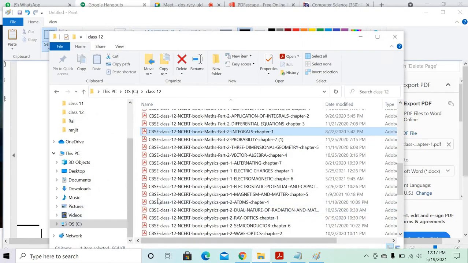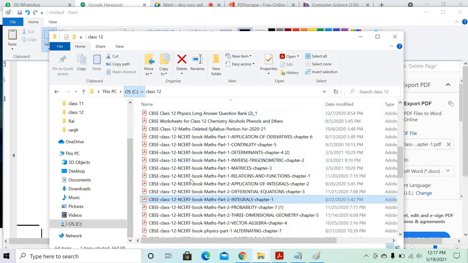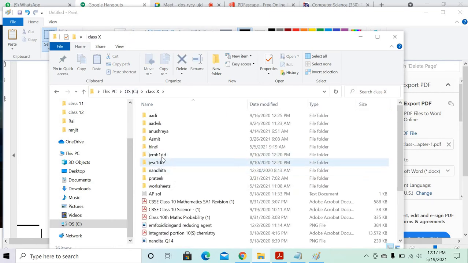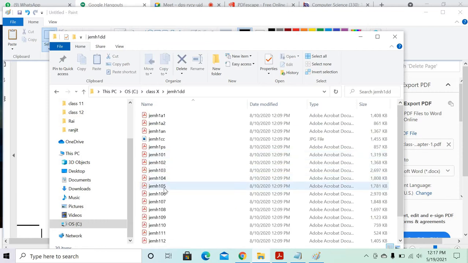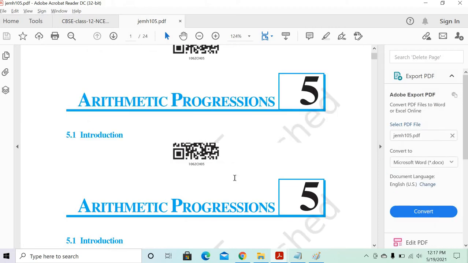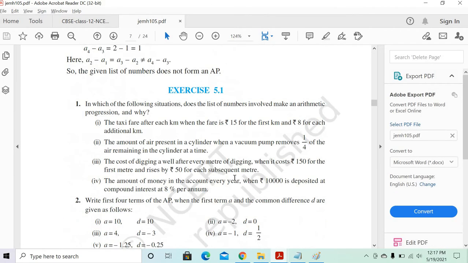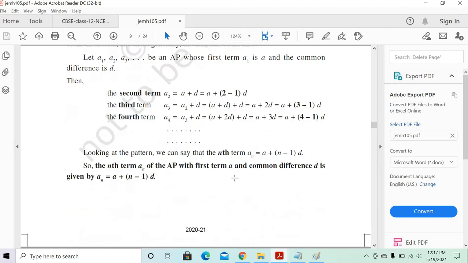Yes, Shreya, where are we now for you? So we have to do from example 6 in AP. Example 6, right? That's okay. I'll just open that book for you. So we are left with example 6, okay.